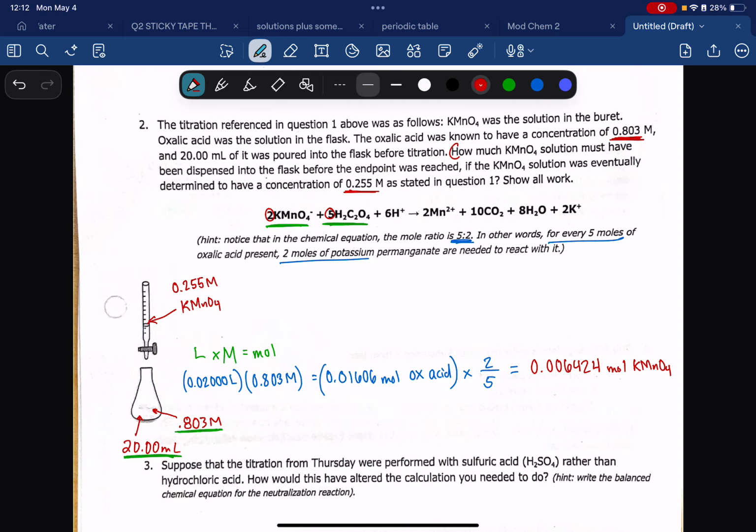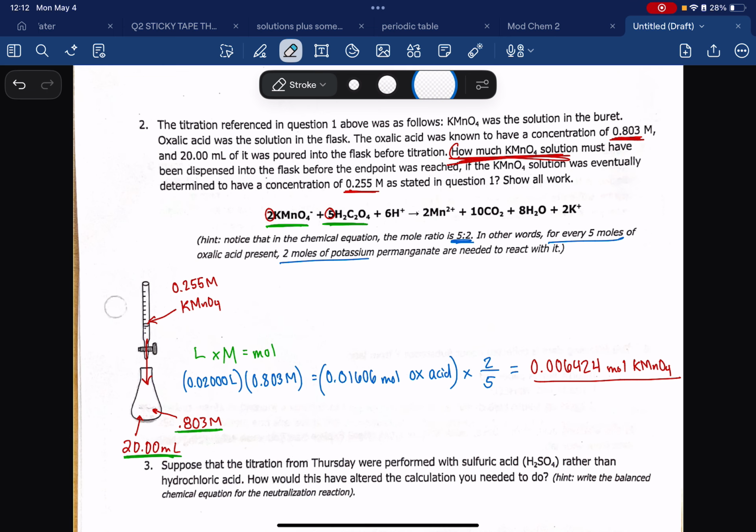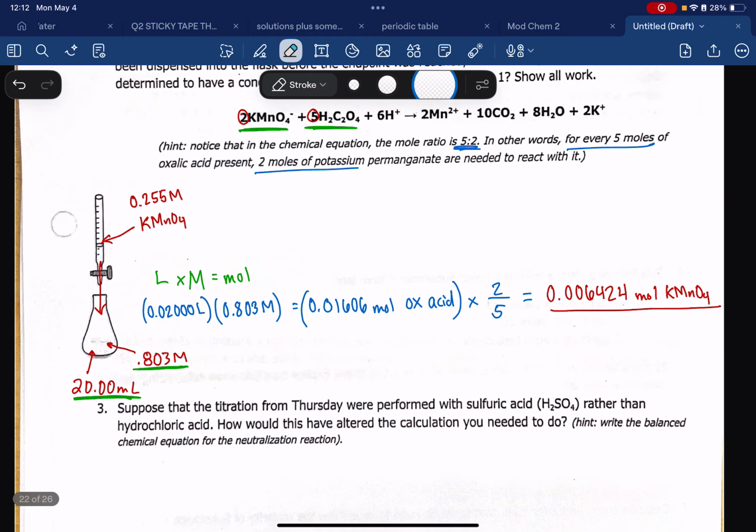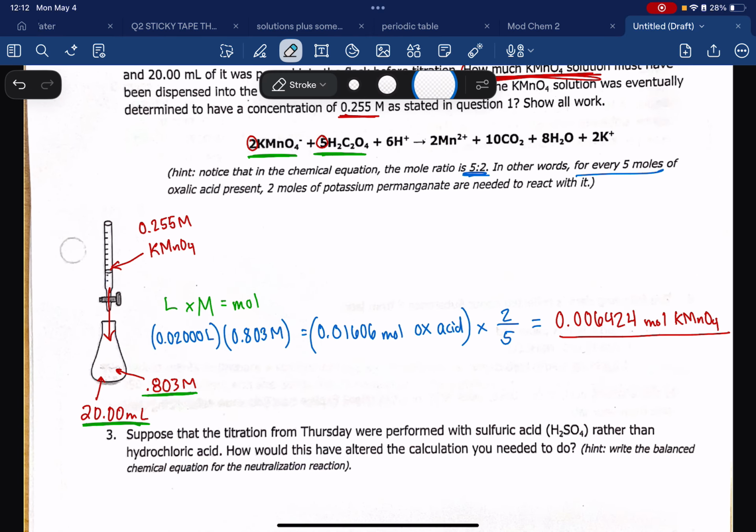Now my question is asking for something kind of weird here. It wants to know how much solution must have been dispensed into the flask in order to react with all of that oxalic acid. We know how many moles of permanganate now must have come out of the burette, but if it's asking how much solution, it probably wants it in milliliters because that's how the burette measures it. So now we just need to figure out how to convert from moles of potassium permanganate to milliliters of solution. And of course, for that, we're going to have to use the molarity formula again, but this time it's for the molarity of the KMnO4 solution.